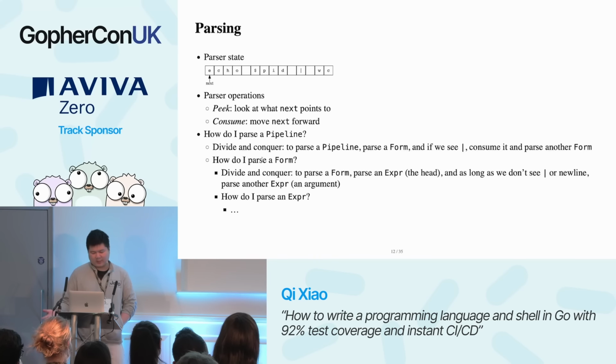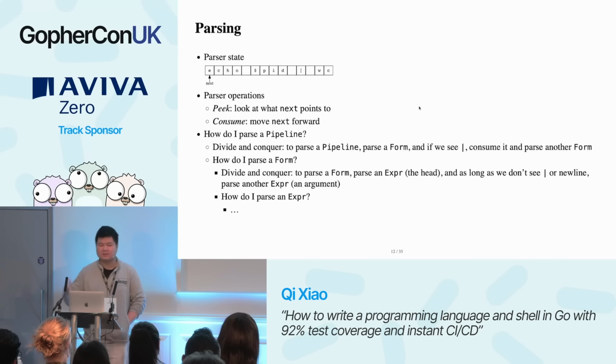And the way you parse a form is, again, divide and conquer. You first parse an expression and use it as the head of the form. And as long as the form doesn't end, which in low-level speech means that as long as we don't see a pipe or a new line, you continue to parse another expression, using it as an argument. And then you go down and down. This is the descent part. And the recursive part is that you call smaller and smaller units.